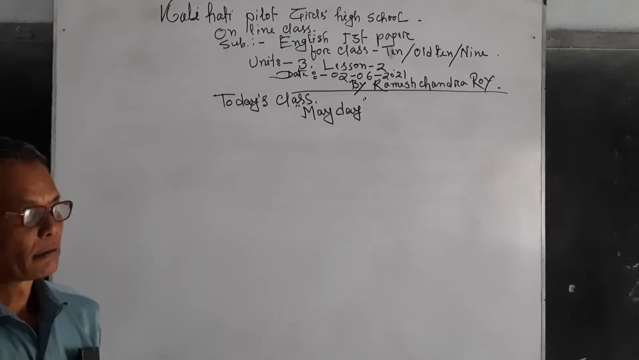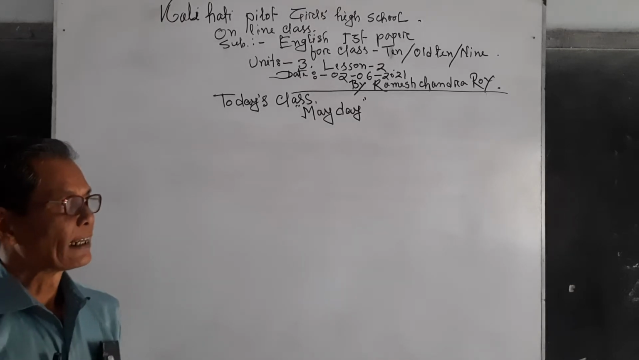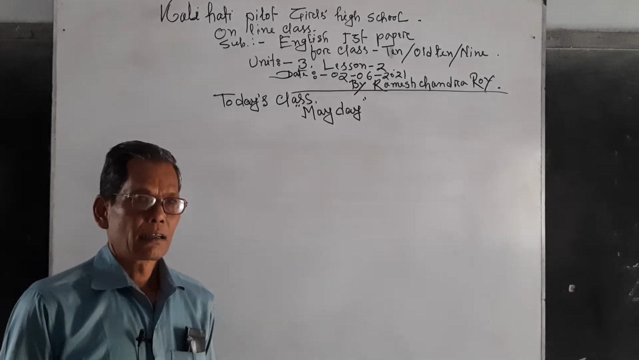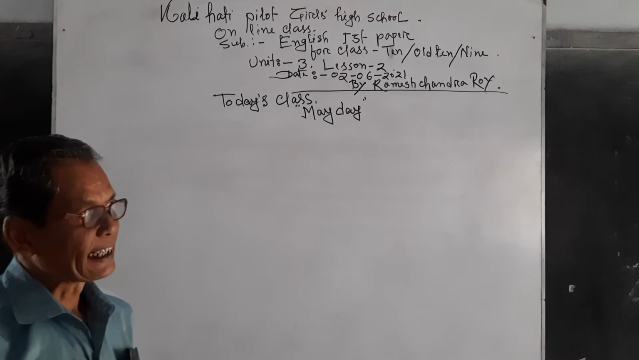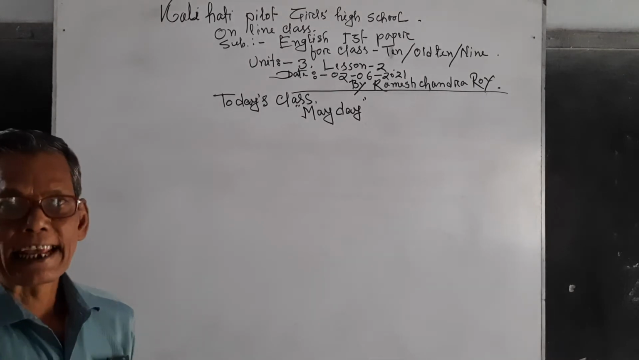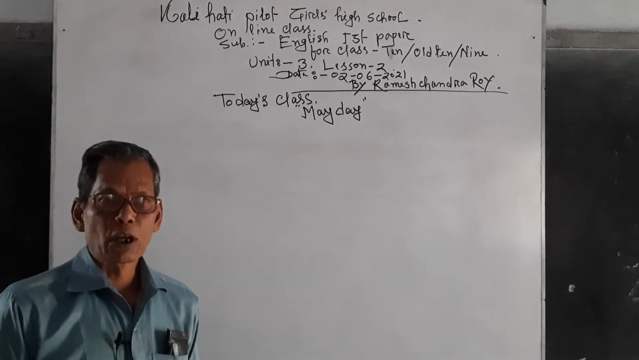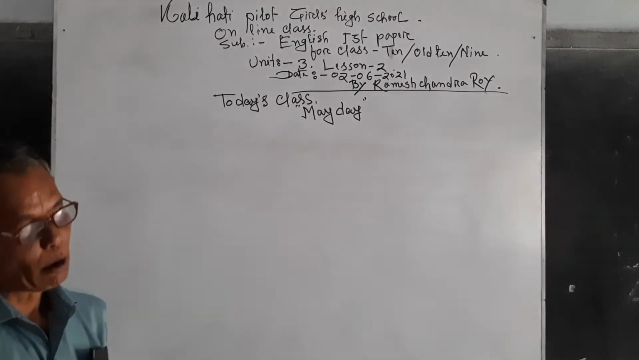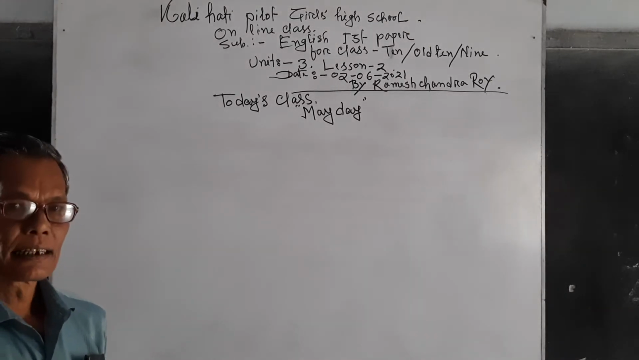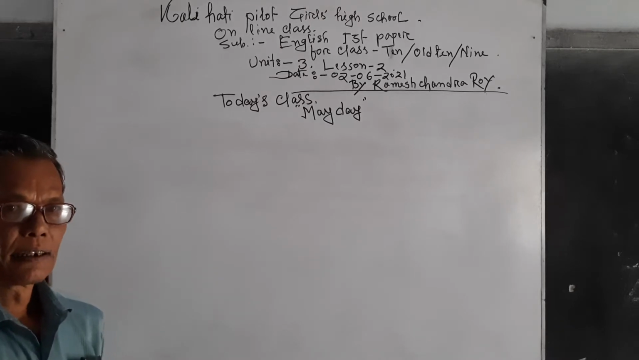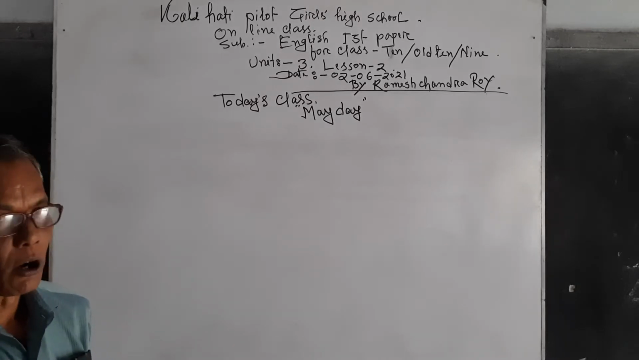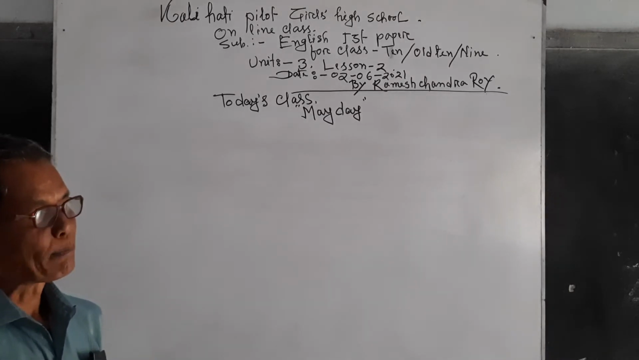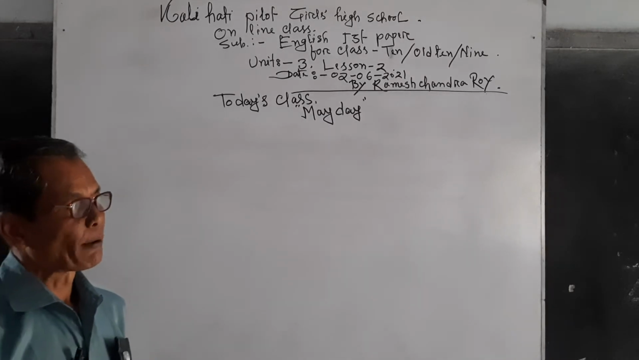About 18 lakh people died and about 36 crore people are affected by the coronavirus. So in our Bangladesh, about 30,000 people died and about 8 lakh people are affected by the coronavirus.